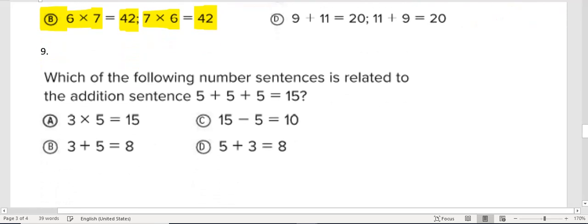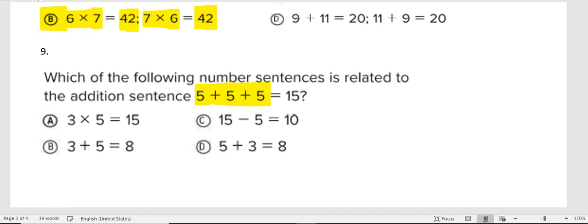Question number 9. Which of the following number sentences is related to the addition sentence 5 plus 5 plus 5 equals 15? So we're going to observe all the options. Let's start with option D. It says 5 plus 3 equals 8. We need something that equals 15. So that means this is not the answer.